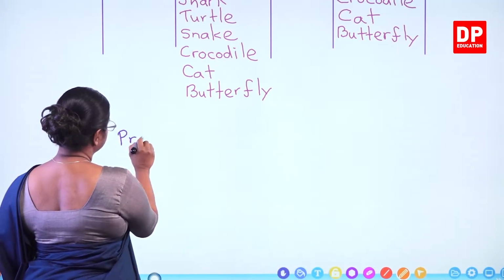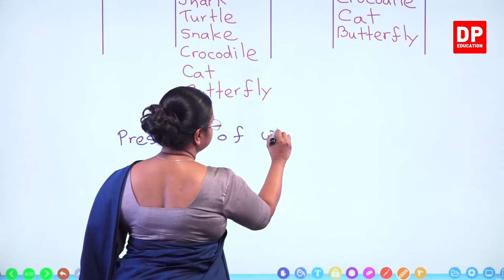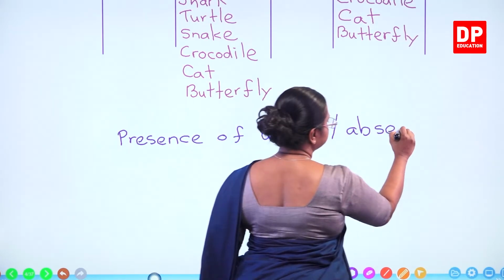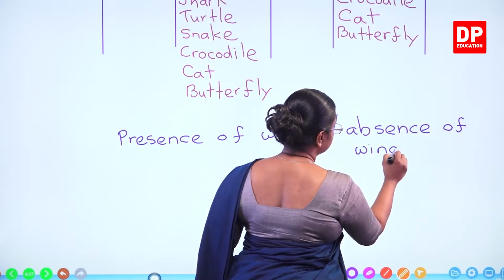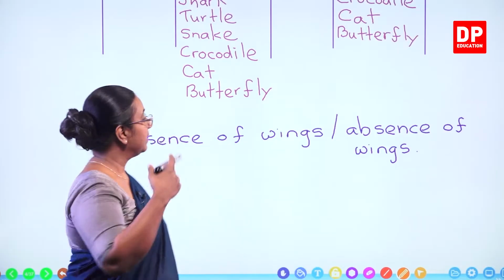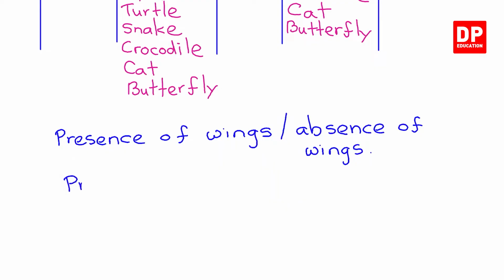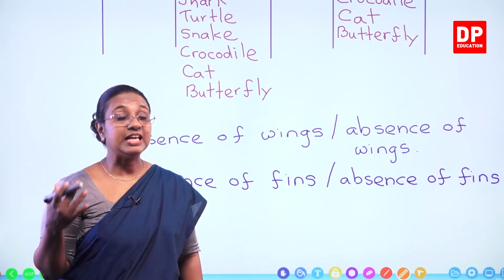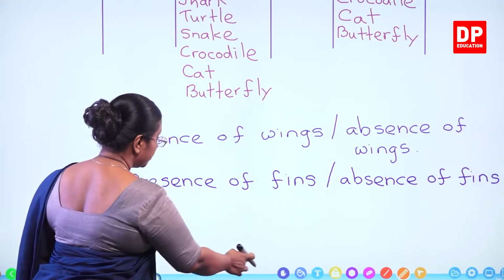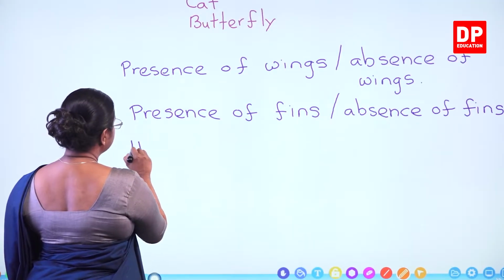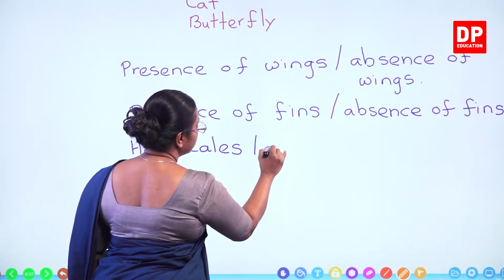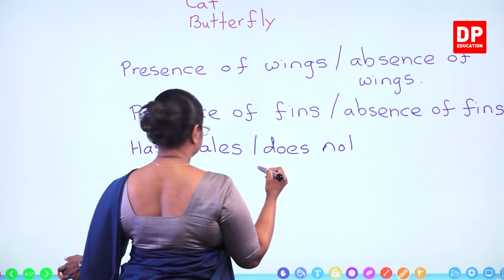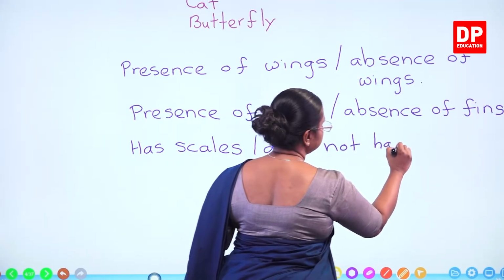say presence of wings and absence of wings. What else did you all use? Maybe presence of a fin or presence of scales. We'll say presence of fins and absence of fins. Then if you take the fishes, you all know they have scales. Even birds, the robin bird on the legs and all, they have scales. So here we can say has scales, does not have scales.